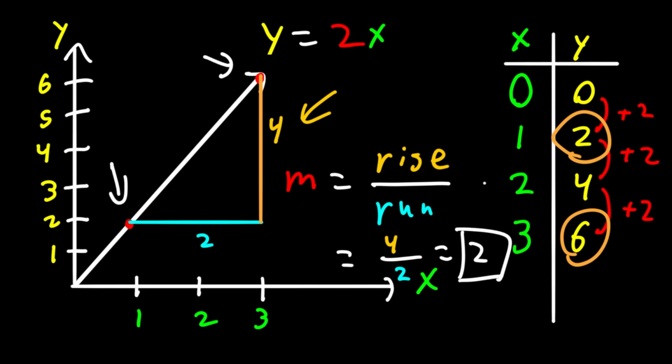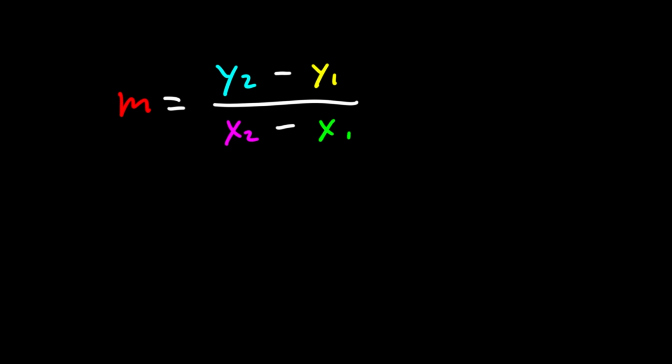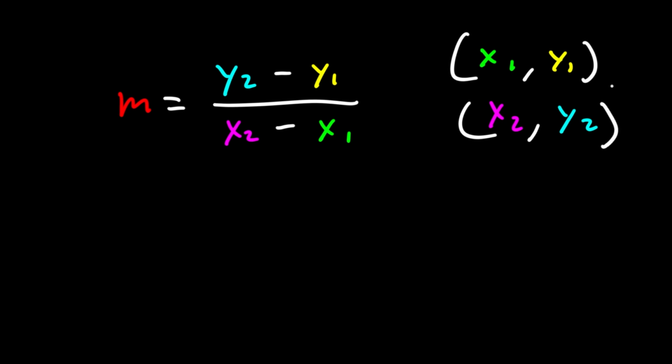And this is actually the core idea behind the slope formula. The slope formula is y2 minus y1 over x2 minus x1, where there are two random points that are x1, y1 and x2, y2. Now let's draw a small graph to understand what this means.